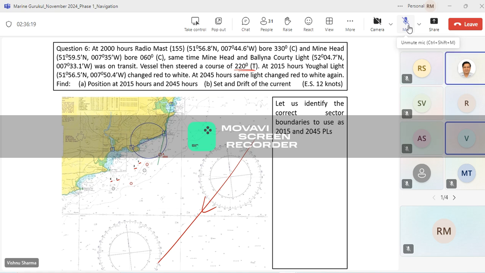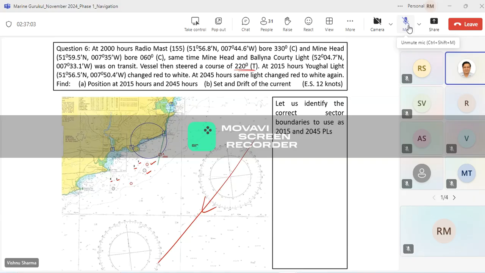At 2015, the light changes from red to white. Which one do you think will be the PL? 1. Because this side is red, this side is white. You're going like this. So for PL1, it will change from red to white. Everybody is aligned on that? Yes, sir. Correct. Which will be the PL at 2045? It changes again from red to white. Which will be the PL? What will be the PL for 2045? 3. Very good, 3.